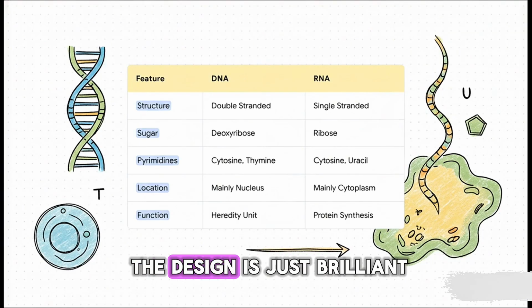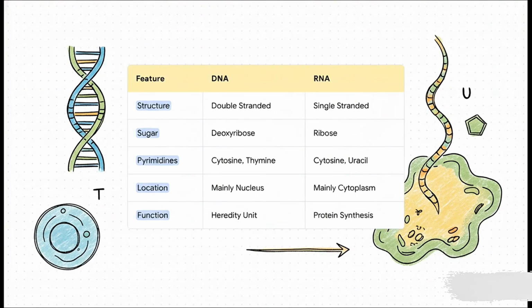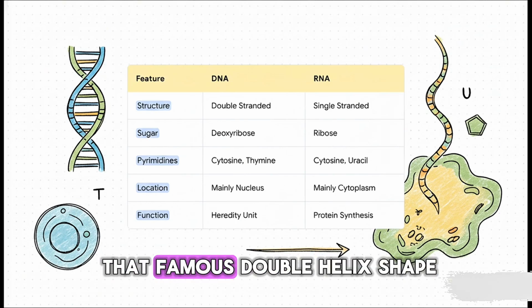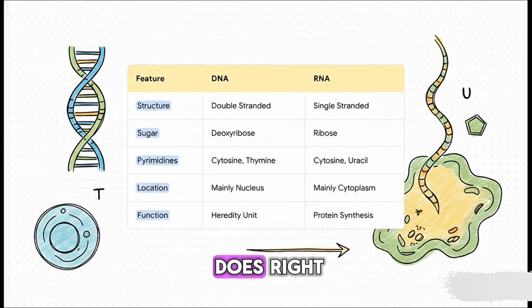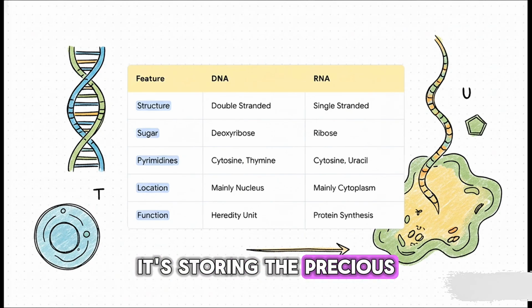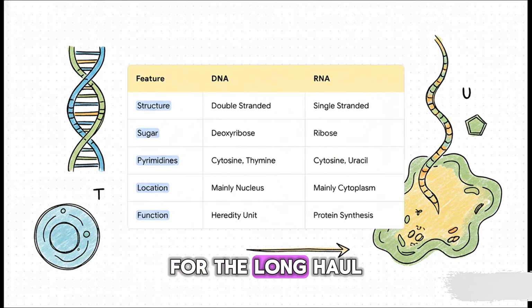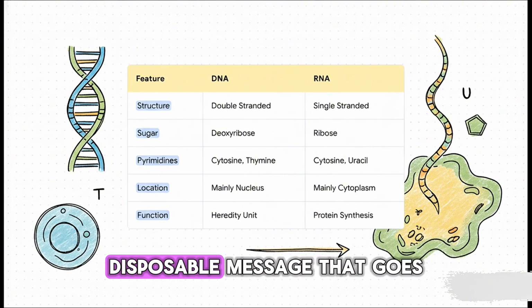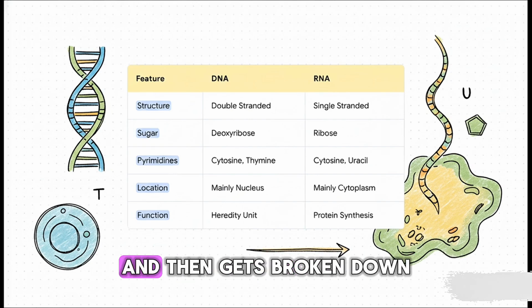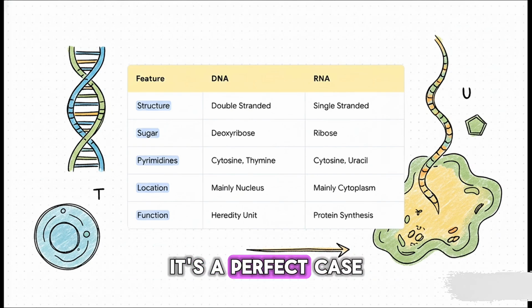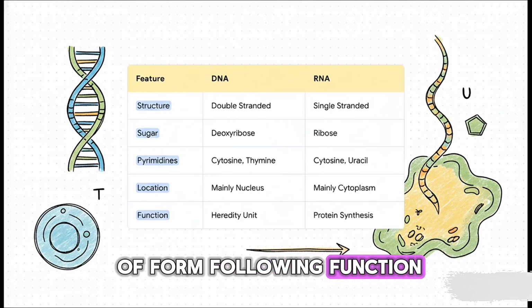And this is where the design is just brilliant. You see, DNA has that famous double helix shape, which makes it super stable and durable. Perfect for what it does, right? It's storing the precious master blueprint in the cell's nucleus for the long haul. But RNA is just a single strand. It's way less stable, which is actually a good thing. It's meant to be a temporary, disposable message that goes out into the cell, delivers its instructions for building a protein, and then gets broken down. It's a perfect case of form following function.